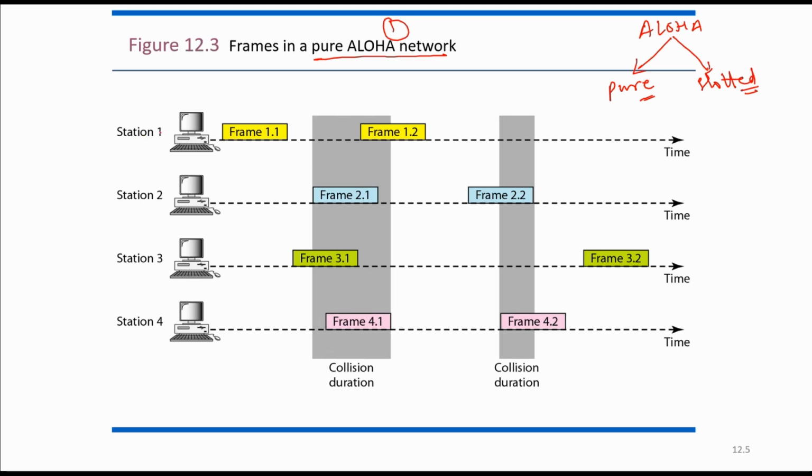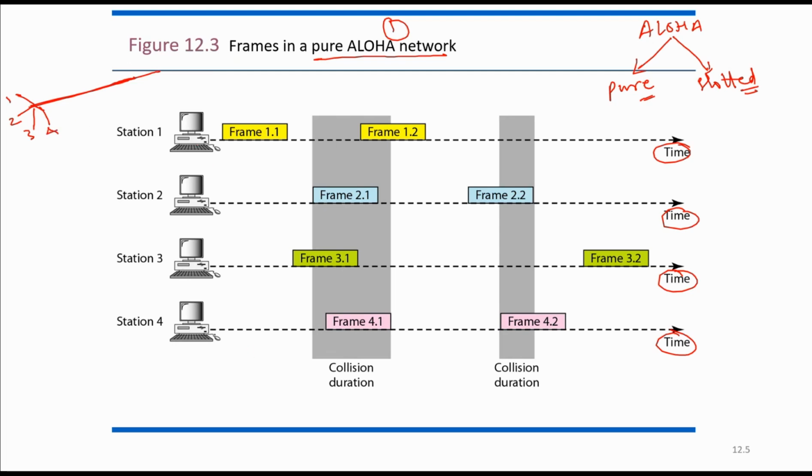Suppose there is station 1, station 2, station 3, station 4. If this is the case and this is the time given, this time is shared by everyone. That means a single channel is there, and this channel is connected with 4 different stations, station 1, 2, 3, 4. So this is the channel. At a particular time, what is the packet position of each of the stations? It is given here.